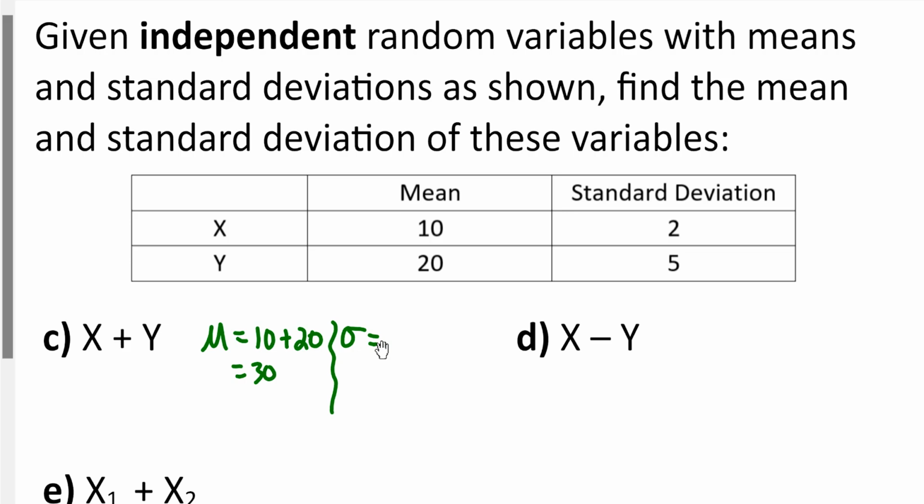Do you guys remember what it is when we're combining distributions? And it's the same no matter if we're adding or subtracting. It is the square root, in this case, of each of their variances added together. So that's the square root of 4 plus 25, which is 29. I'm going to leave it like that for right now. You could simplify that if you wanted. I'm just going to leave it as the square root of 29. It is approximately 5.4.